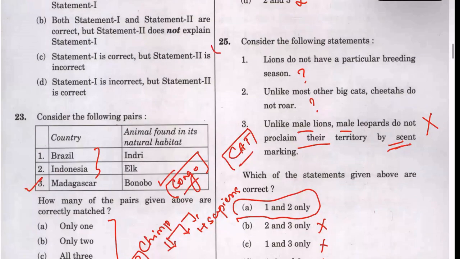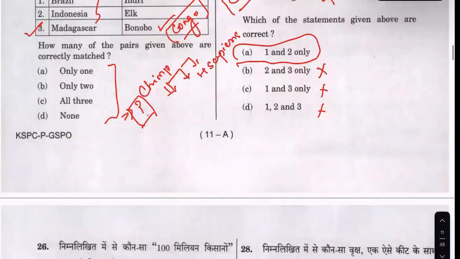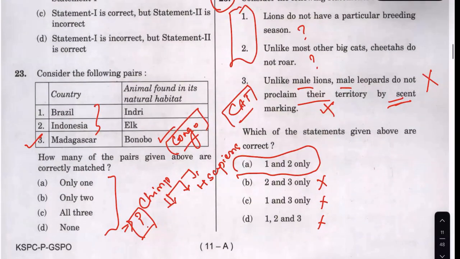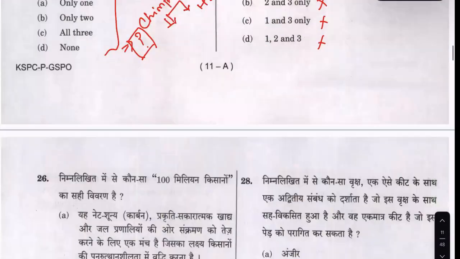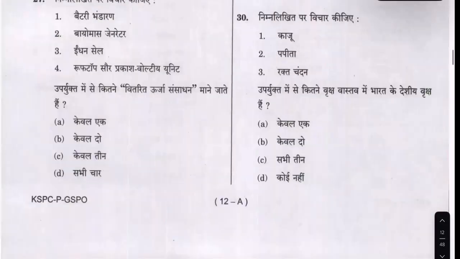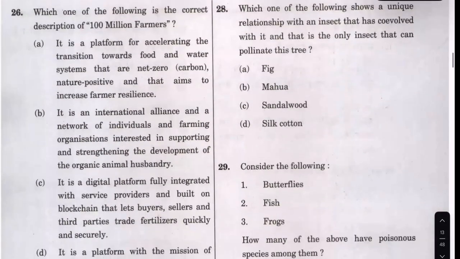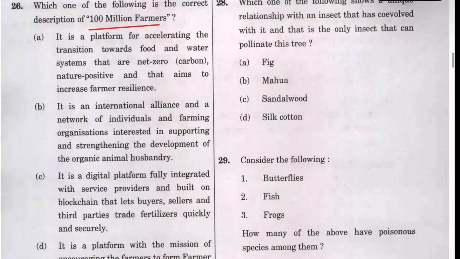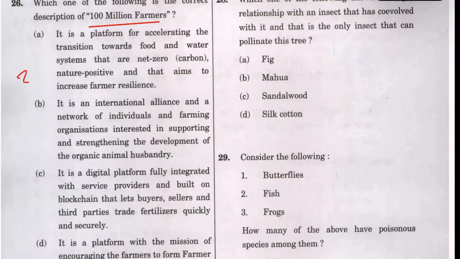It's a very easy question. This is very common sense. Once you remove this, you will get the answer as these two. Now lions do not, so 1 and 2 is the answer. So you can check the answer yourself. Lions do not have a breeding season. Now coming back to this question on 100 million farmers, it is a platform for this. I am not sure as well.